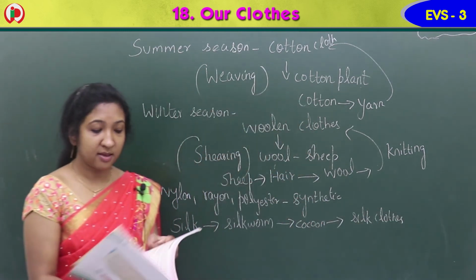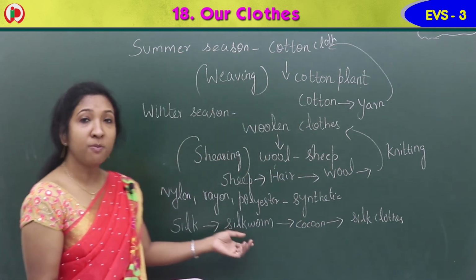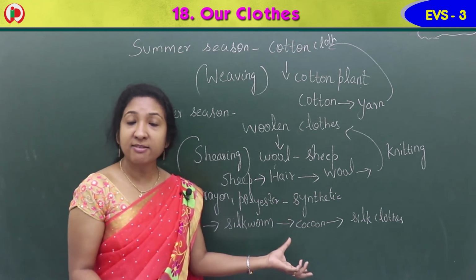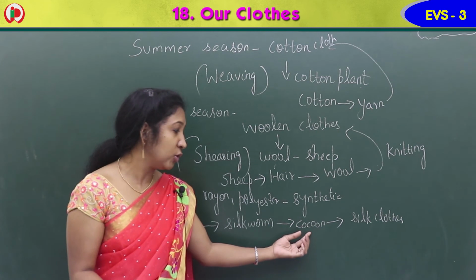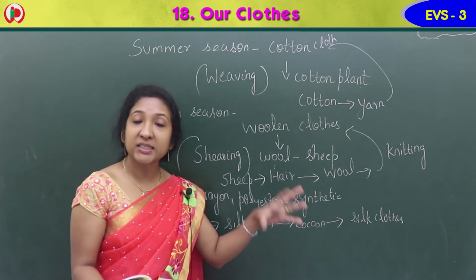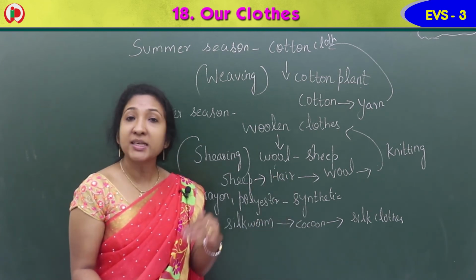So we get silk from silkworm. Silkworms feed on mulberry leaves. A silkworm has a protective covering, a silky covering called cocoon. From the cocoon we get silk thread, which we use to make silk cloth.